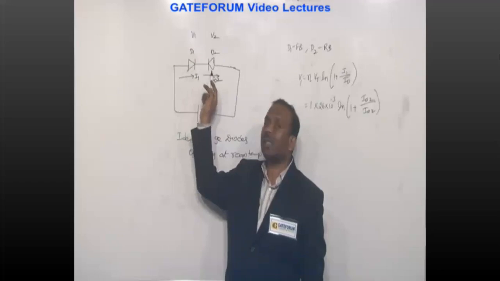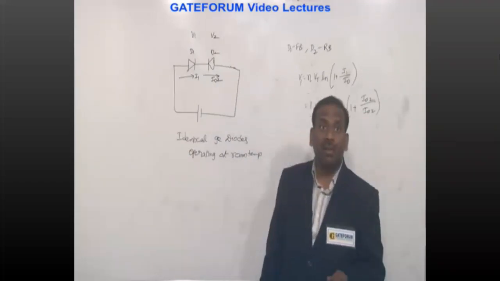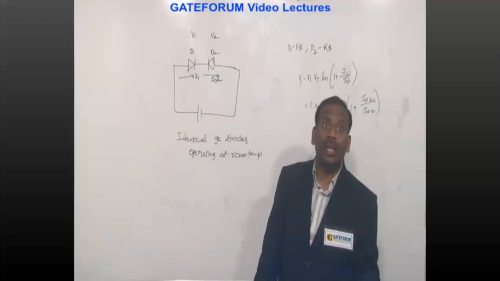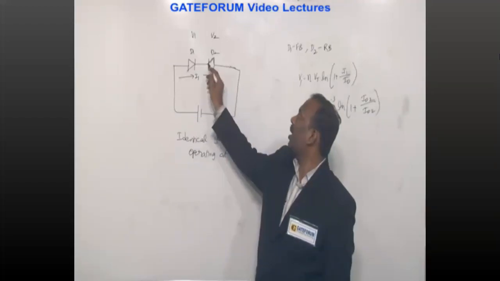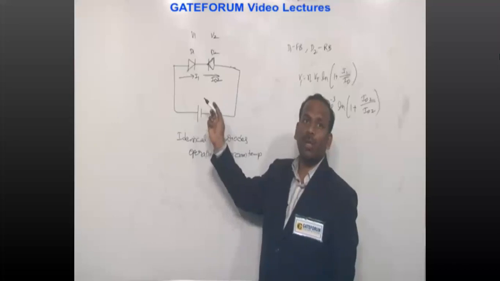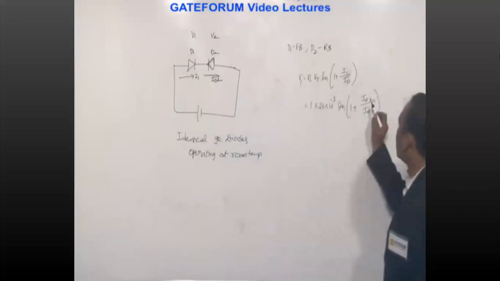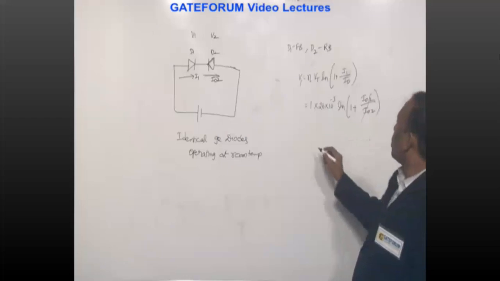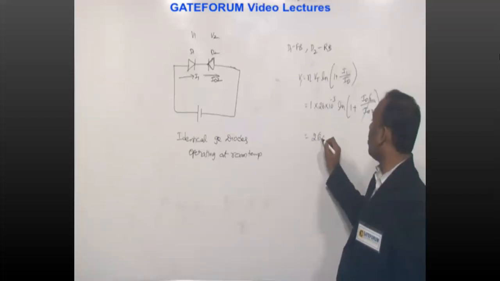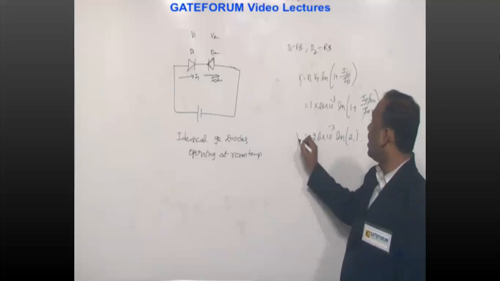This diode is forward bias, this diode is reverse bias. In reverse bias, a small current called reverse saturation current flows and it is opposite to the main current. The arrow mark indicates current direction, but now it flows like this, opposite to the main current. So this one and this one have to be the same. Therefore, this will cancel: 26 into 10 power minus 3 ln of 2. This is V1.